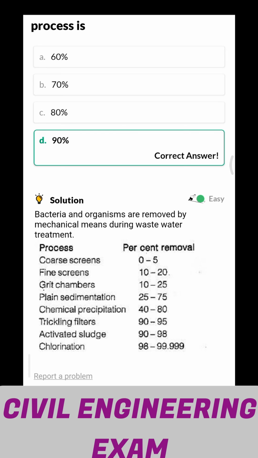In the trickling filter we can remove 90 to 95% of the bacteria and microorganisms, then the activated sludge process 90 to 98%, then the chlorination process we can remove 98 to 99.99% of the bacteria and microorganisms. So in that question, the answer is 90.